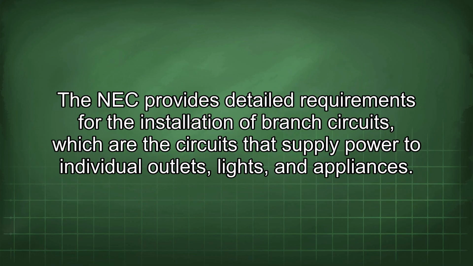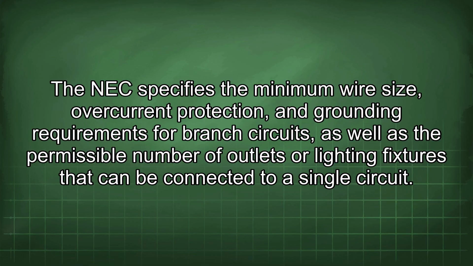The NEC provides detailed requirements for the installation of branch circuits, which are the circuits that supply power to individual outlets, lights, and appliances. The NEC specifies the minimum wire size, overcurrent protection, and grounding requirements for branch circuits, as well as the permissible number of outlets or lighting fixtures that can be connected to a single circuit.